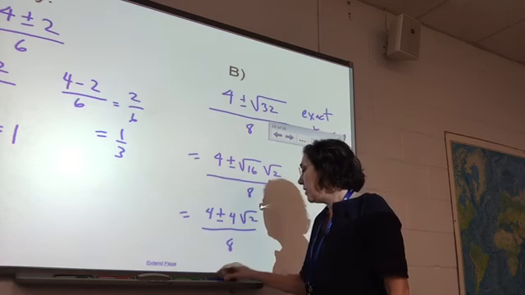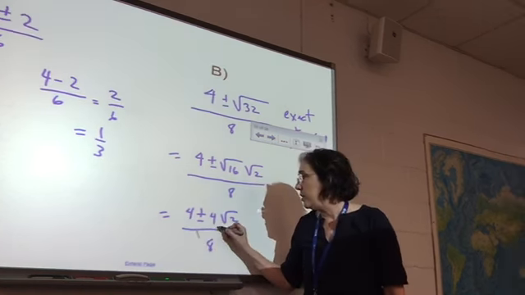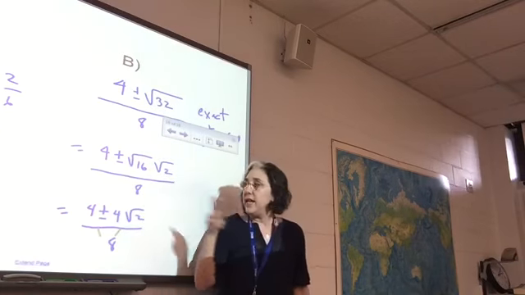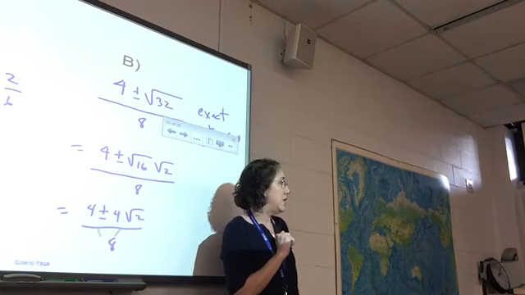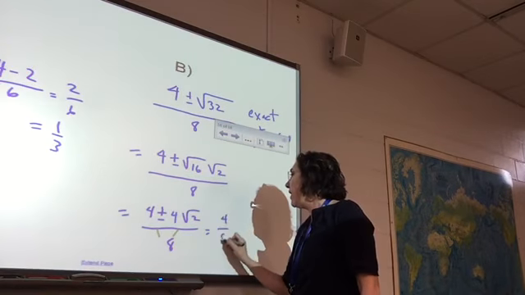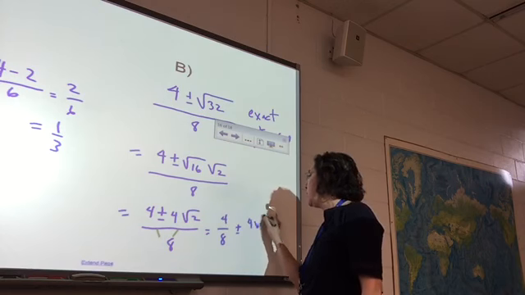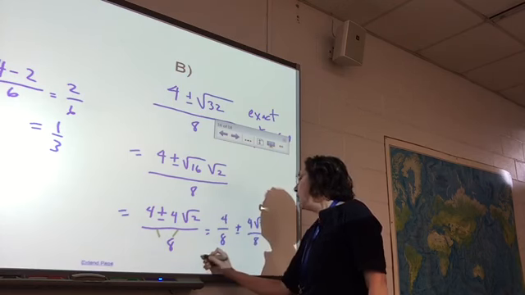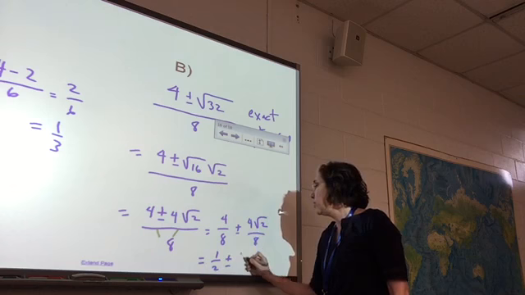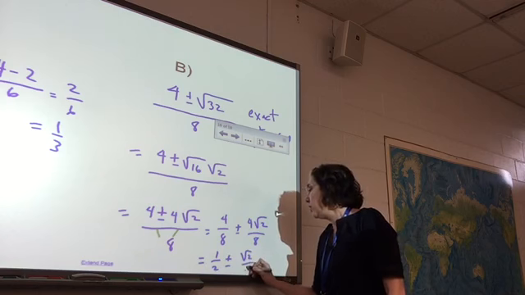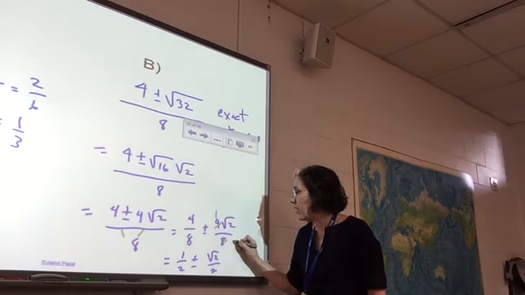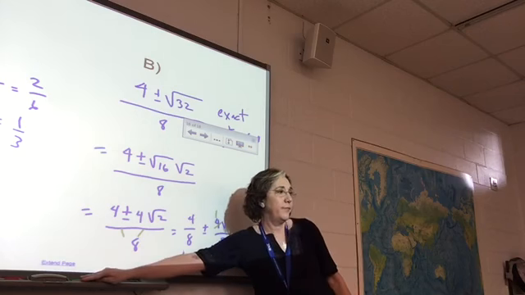Now, here's the better way to do the simplification there. Be really careful. We talked about this last time. It's both of those over the 8, not just the first one over the 8. So that is 4 over 8 plus or minus 4 square root of 2 over 8, which reduces to a half plus or minus square root of 2 over 2, because 4 goes into itself once and into 8 twice. That's where I'm getting that from.